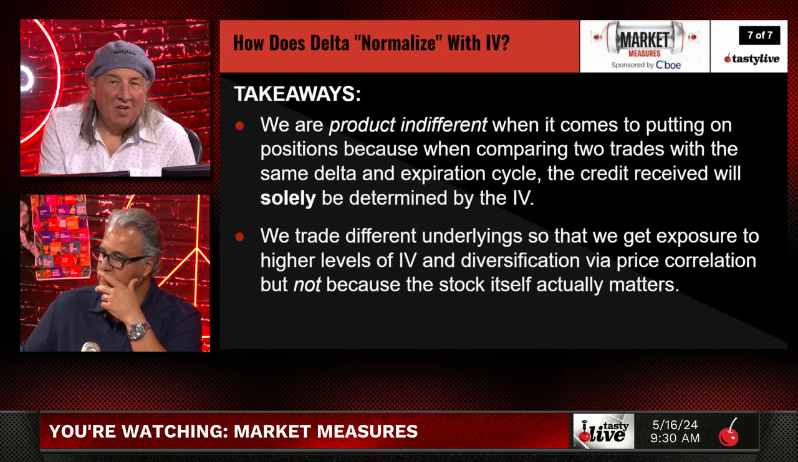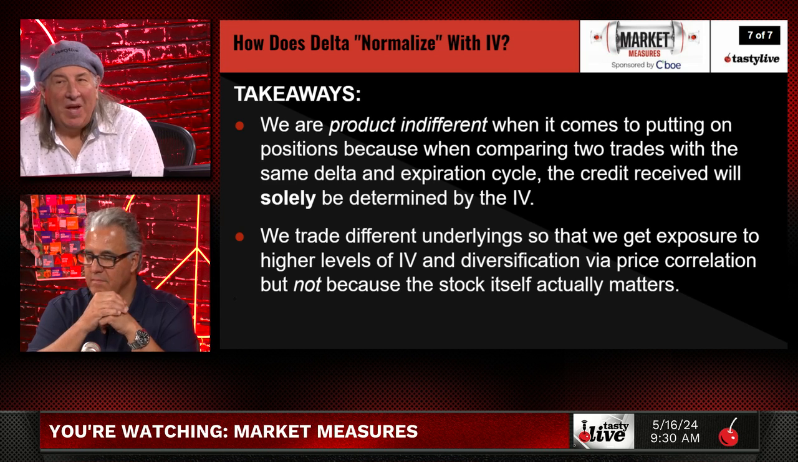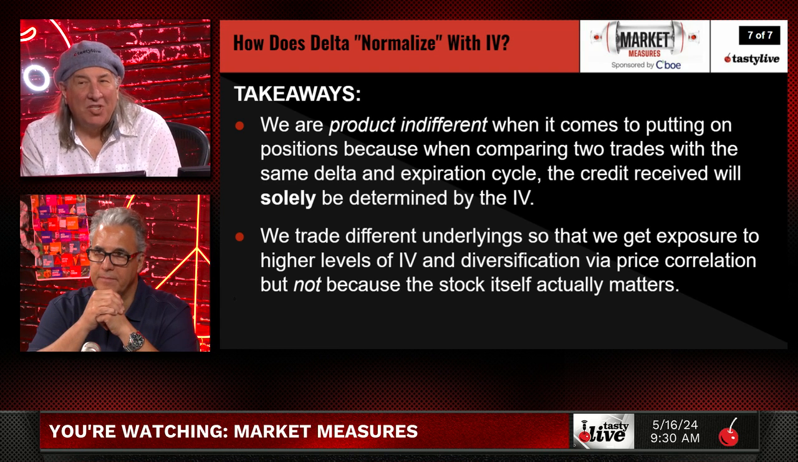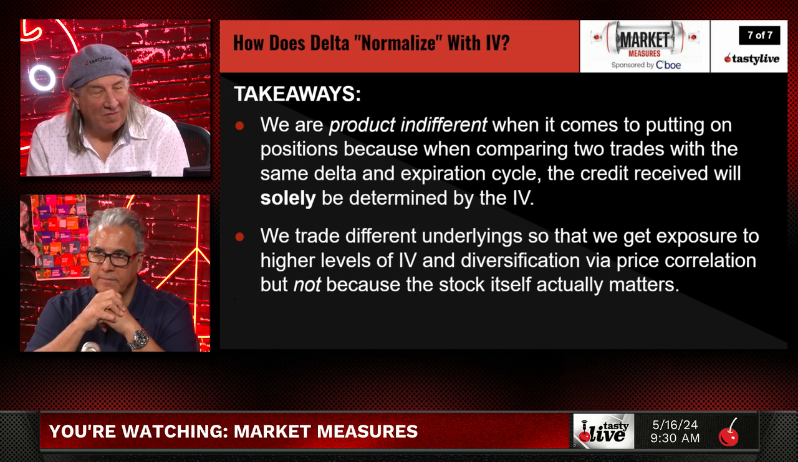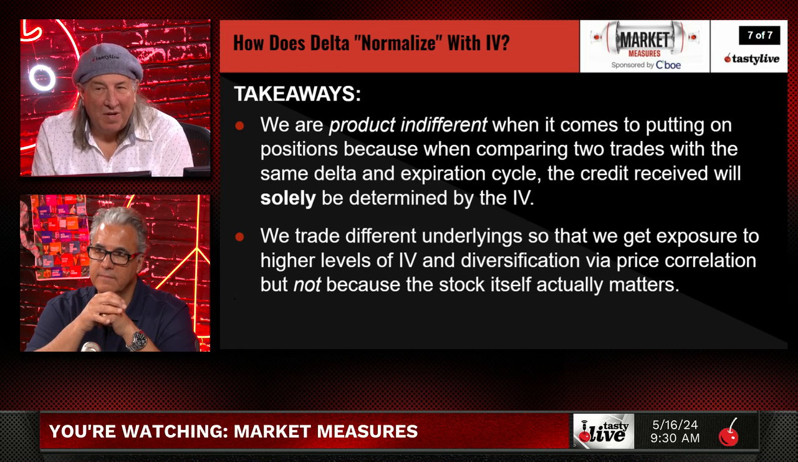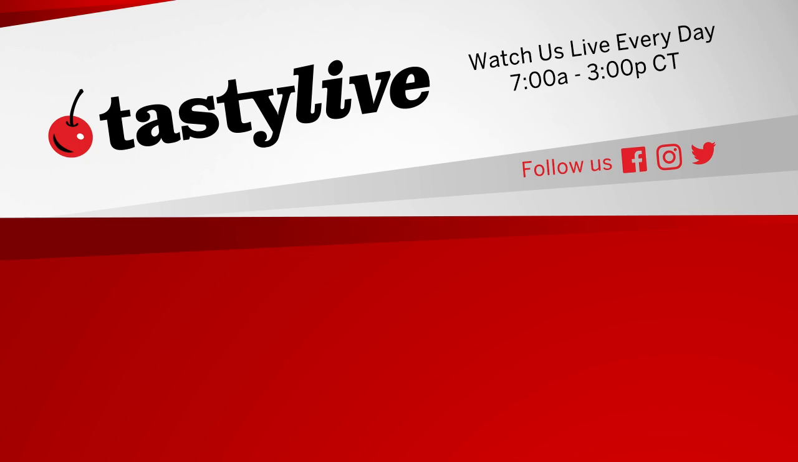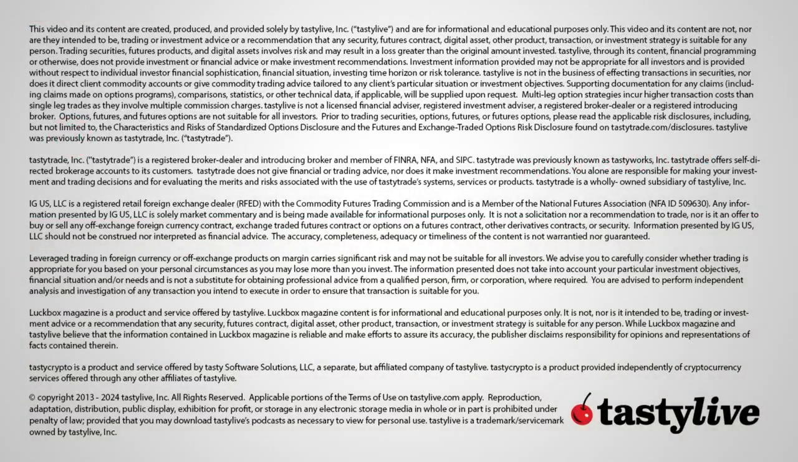Think about takeaways here. We are product indifferent when it comes to putting on positions, because when comparing two trades with the same delta and the same expiration cycle, the credit received will be determined by the implied volatility. We trade different underlyings so that we get exposure to higher levels of implied volatility and diversification via price correlation, but not because the stock itself actually matters. This goes very counter to anything you've ever heard about trading. I mean, that's why Tasty's different.